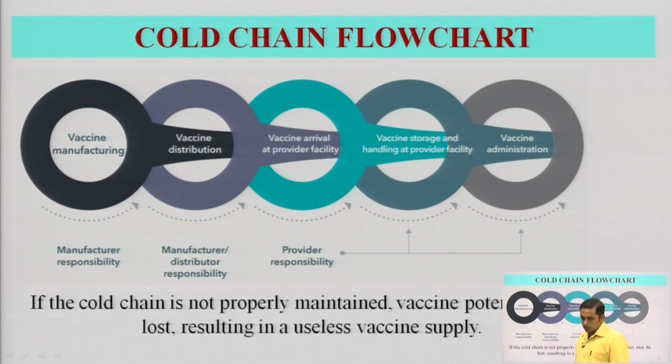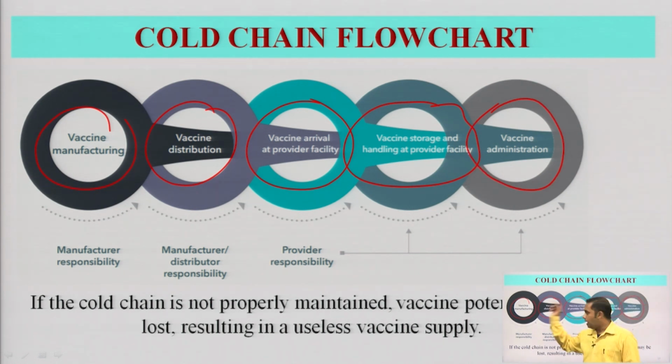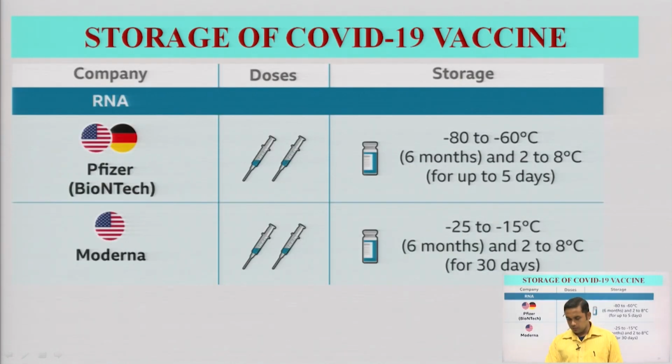So, you can see you have to prepare the vaccines, then distribute the vaccines, and when they arrive at the provider facility, they have to store the vaccine and then administer it. This is the process from manufacturing to administration, but at every stage you have to maintain the temperature. If the cold chain is not properly maintained, vaccine potency may be lost, resulting in useless vaccine supply.